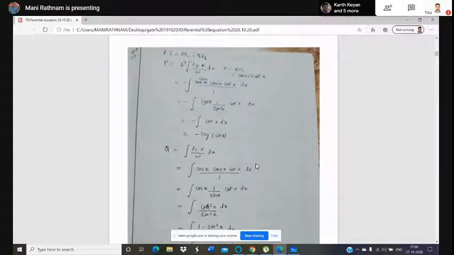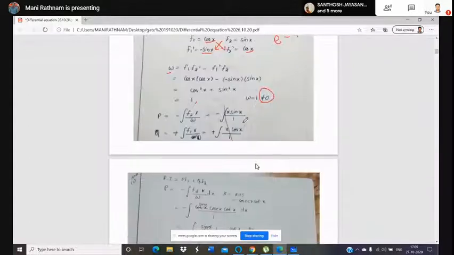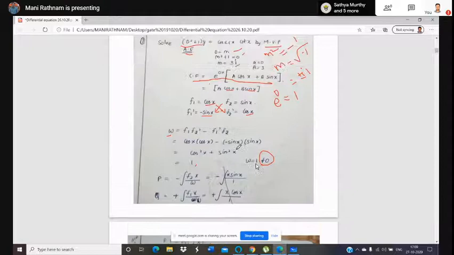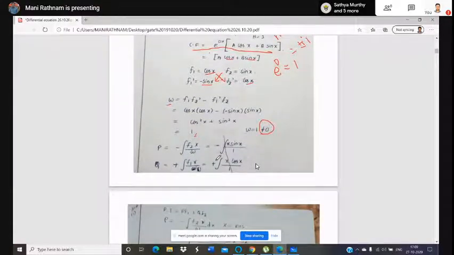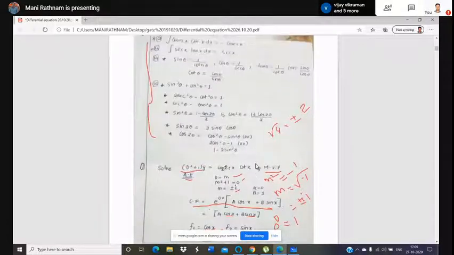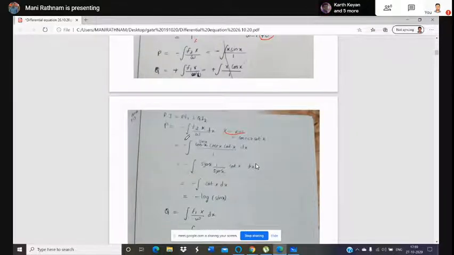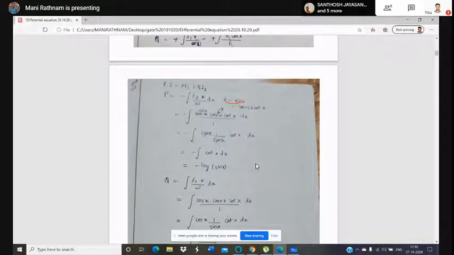So P equals minus integration of f2 capital X by W dx. f2 is nothing but, from the CF, sin x. And W, the Wronskian, is nothing but this value, which we found is 1. And this capital X is nothing but the RHS function of the given problem. The RHS is cosecant x cot x, right? So P equals minus integration of f2, which is sin x, times capital X, which is cosecant x cot x, divided by W, which is 1, dx, right?